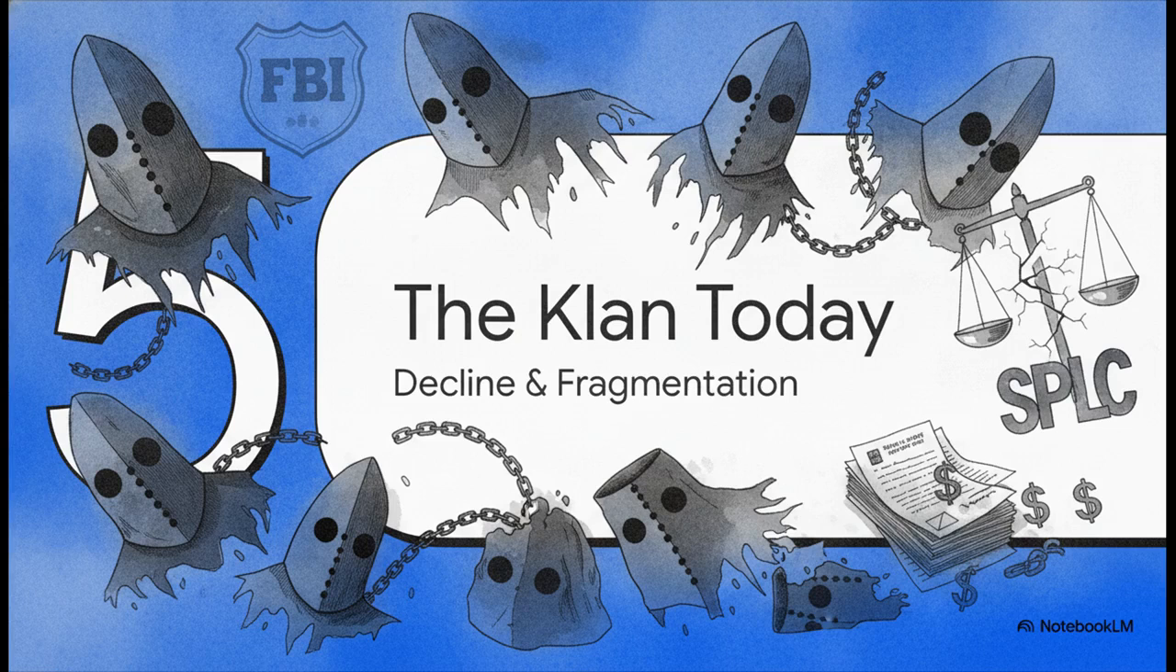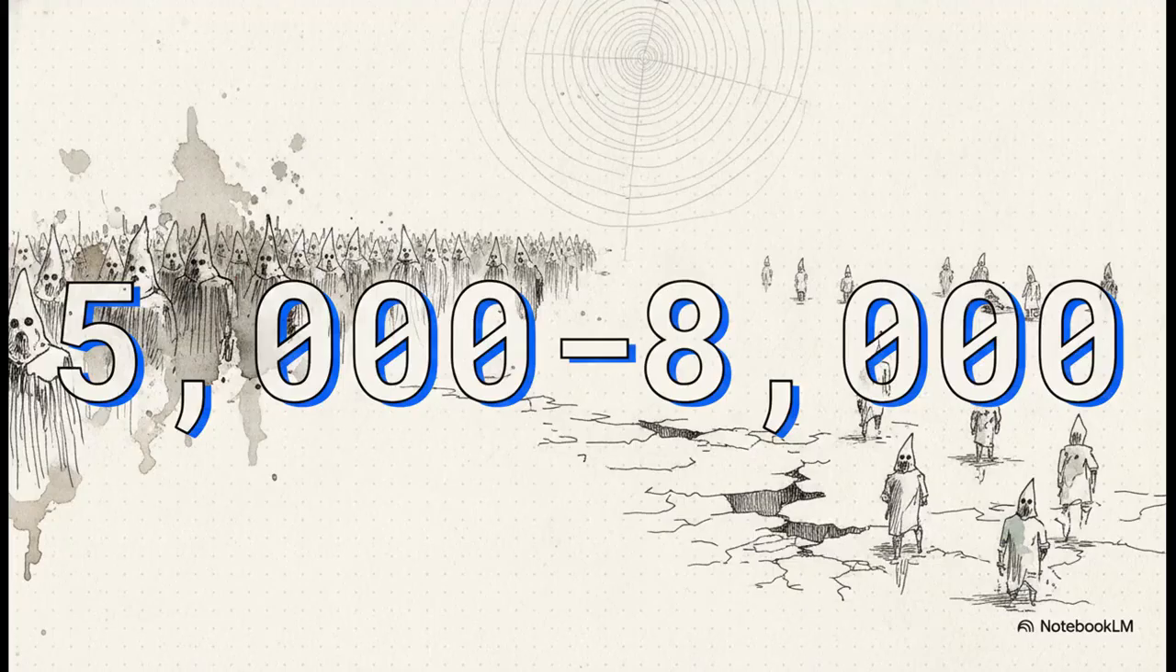Finally, Section 5, the Klan today, their decline and fragmentation. Eventually, intense FBI infiltration, tough criminal prosecutions, and some absolutely crippling civil lawsuits from groups like the Southern Poverty Law Center broke the backs of these organizations. They essentially bankrupted them. Remember that staggering 4 million number from the 1920s? Well, to put things into perspective, today estimates suggest there are only about 5,000 to 8,000 Klan members left nationwide.